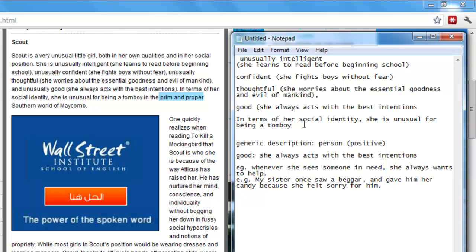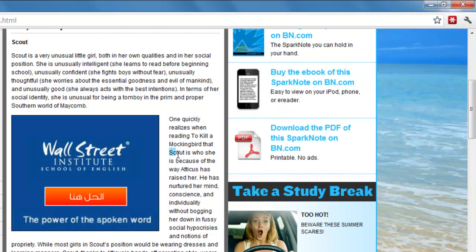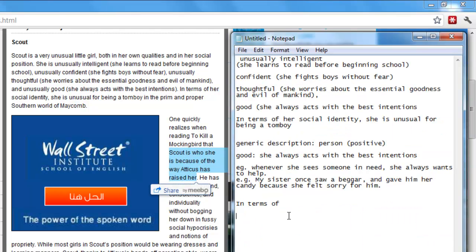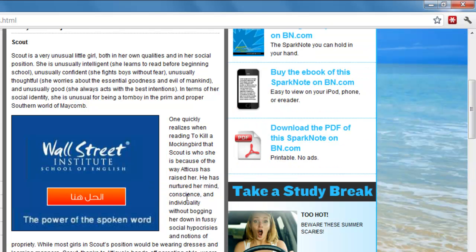What else would be useful? This in terms of... so we could certainly use that again in terms of blah blah blah. Let's see if there's anything else we can steal from this before we finish. Oh, she is who she is because of the way her father raised her. Nice. Anything else we can steal?